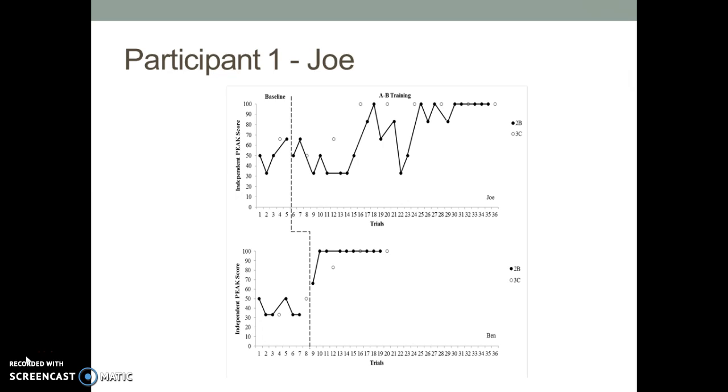For the training process, Joe participated in 9 trial blocks of 2B before he finally reached 100% correct response independence for visual reflexivity, and he participated in 8 trial blocks of 2B before he received 100% for tactile reflexivity. So he actually reached 100% for tactile before he reached 100% for visual. And then his mastery criterion, he mastered program 3C after 20 trials in this study and mastered 2B after 35 trials in this study.